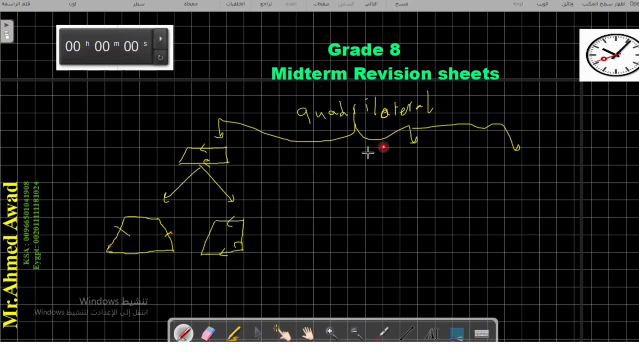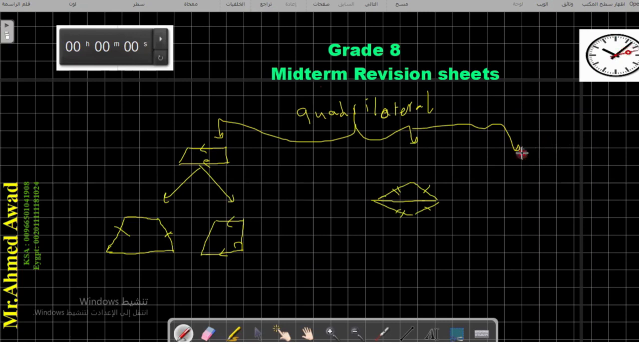The second family we have is the kite. In a kite, what will happen? Two consecutive sides are equal. So this side equals this side, and this side equals this side. The third family, which is what? Remember?